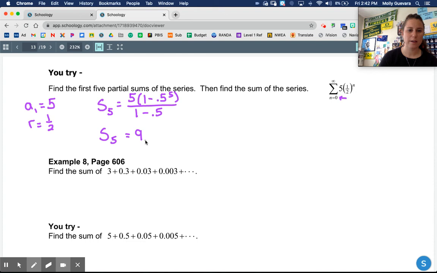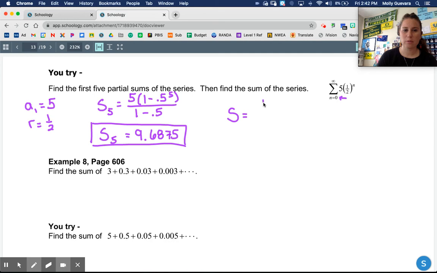So the sum of the first 5 terms is 9.6875. So there are the first 5 partial sums. Then it says find the sum of the series. Okay, so now I want to find the sum of the whole series, which I can do because 1/2 is less than 1. So the sum is going to be equal to my first term over 1 minus my R, which gets me 5 over 0.5, which again is 10, and I promise it's not always 10, okay?